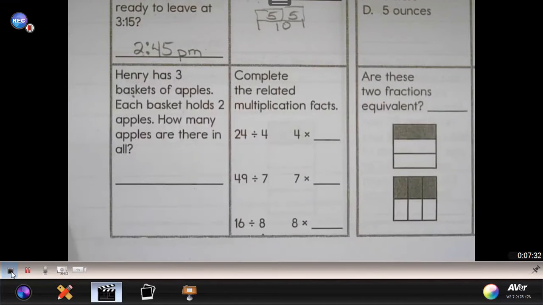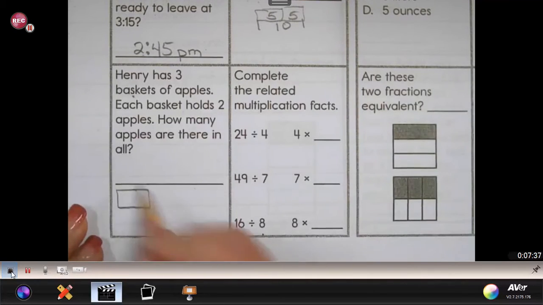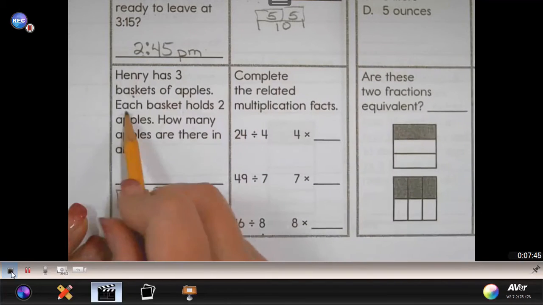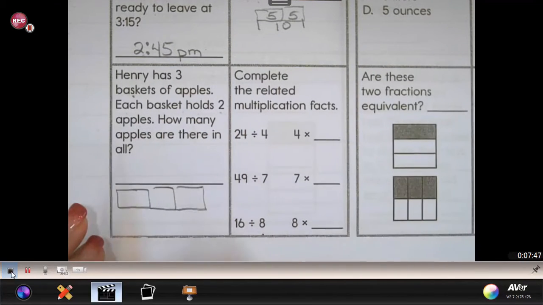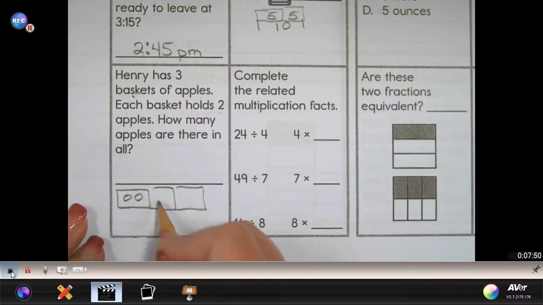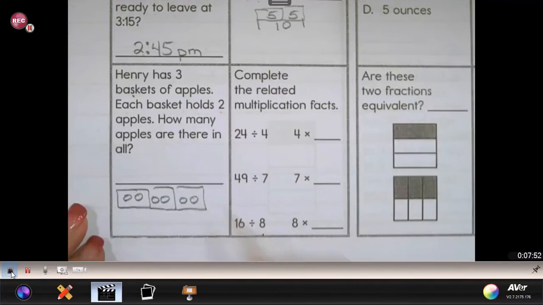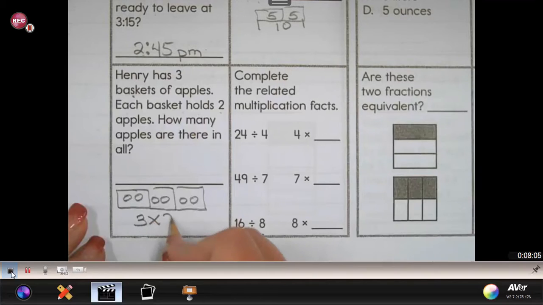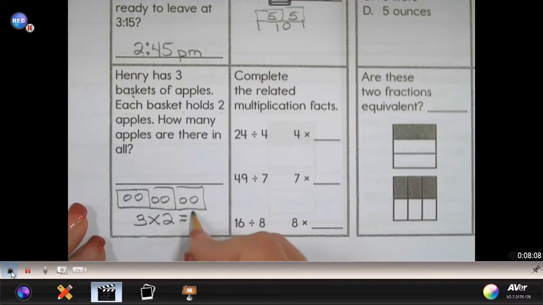Now let's take a look at this: Henry has 3 baskets of apples. There's a basket, there's a basket, and there's a basket. These are called groups, right? Now it says each basket holds 2 apples. So 2 apples in that basket, and this basket, and this basket. This one's pretty simple. How many apples are there in all? So 2 and 2 makes 4, and 2 makes 6. So 3 groups of 2 is going to give me 6.